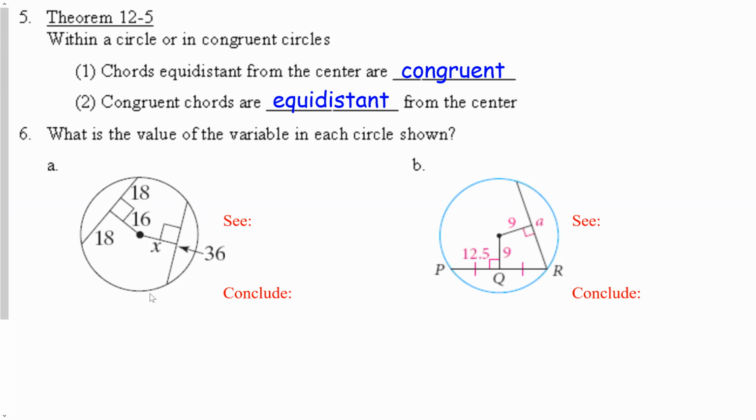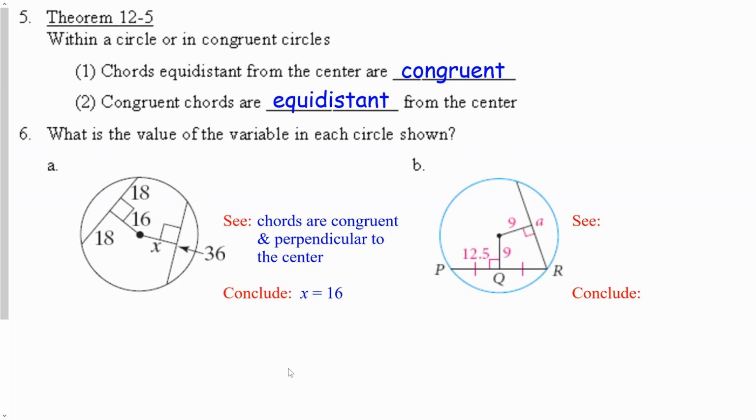So in part A, what we need to see in this picture is that we have chords that are congruent, because this chord on the right is 36 and the chord on the left is 18 and 18. Those two halves make a full 36 for the whole length. And we can say that they're perpendicular to the center. So the lines coming from the center point of the circle out to each chord are perpendicular to those chords. Noticing those 2 pieces of information allow us to make the conclusion that X would have to be 16.